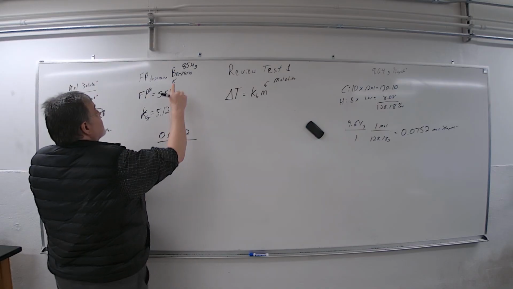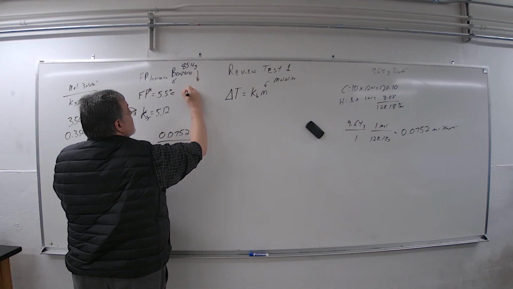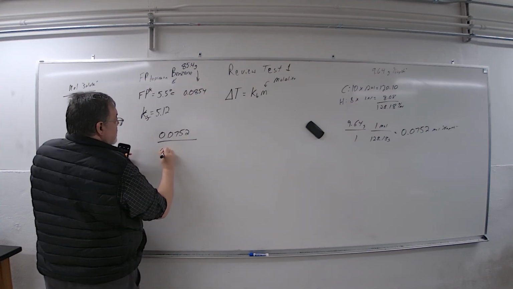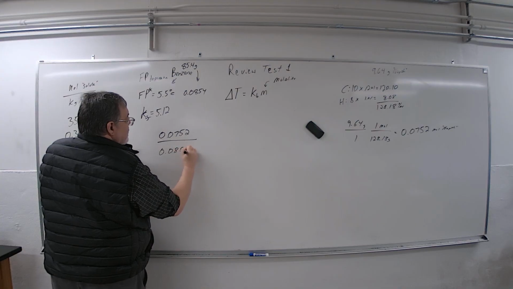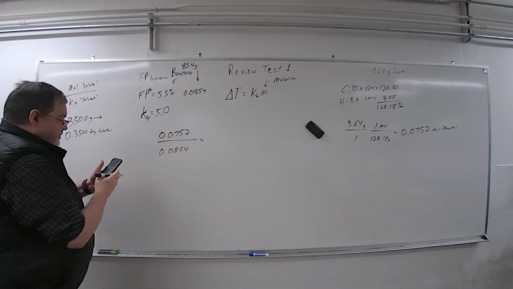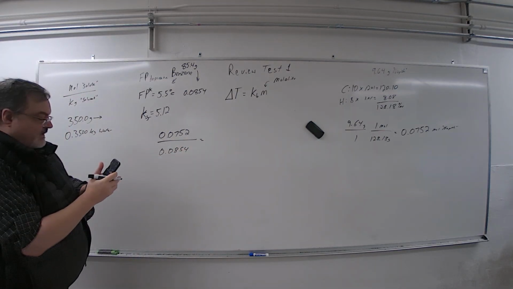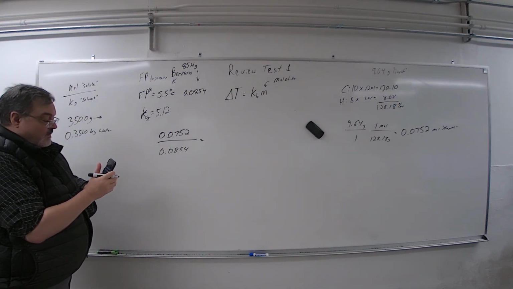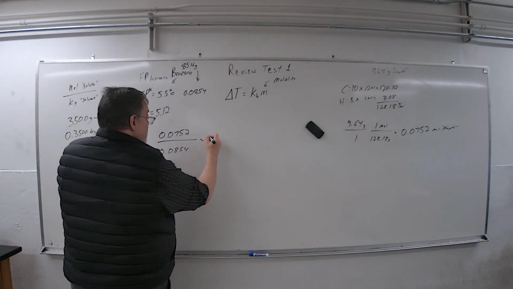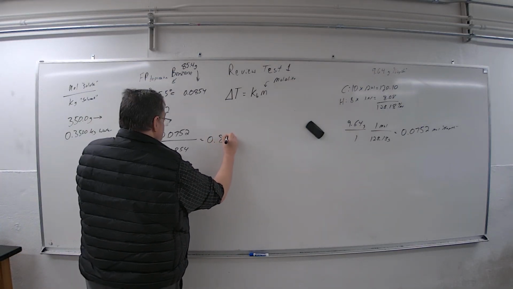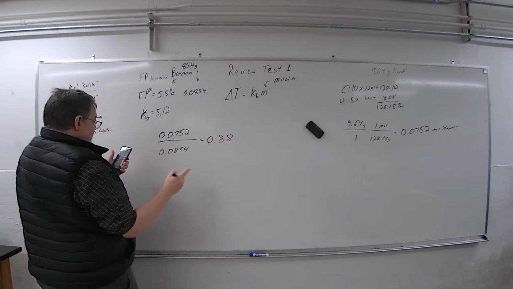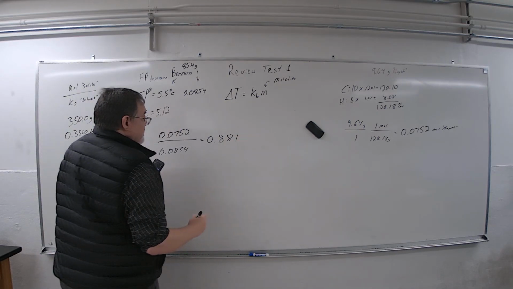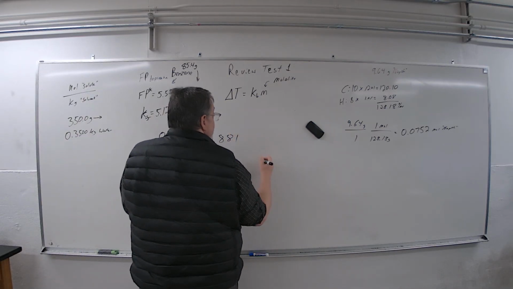moles over kilograms of solvent. The kilograms are going to be 0.0854. So 0.0752 divided by 0.0854 equals 0.881. So that's m.